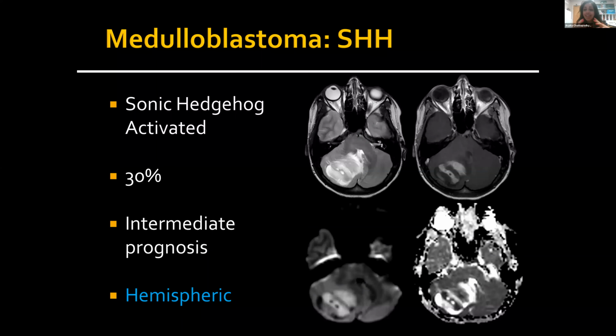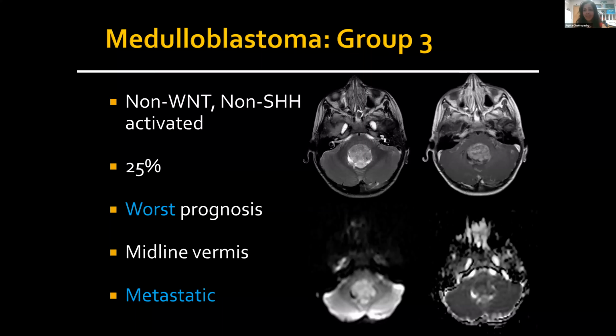And these tumours tend to be more over into the hemispheres. Again, an important clue is that they, whilst heterogeneous, still have areas of diffusion restriction. Those that aren't Wnt activated or sonic hedgehog activated fall into group 3 and 4, and they're both midline tumours. Group 3 has the worst prognosis, and these are often metastatic at presentation.